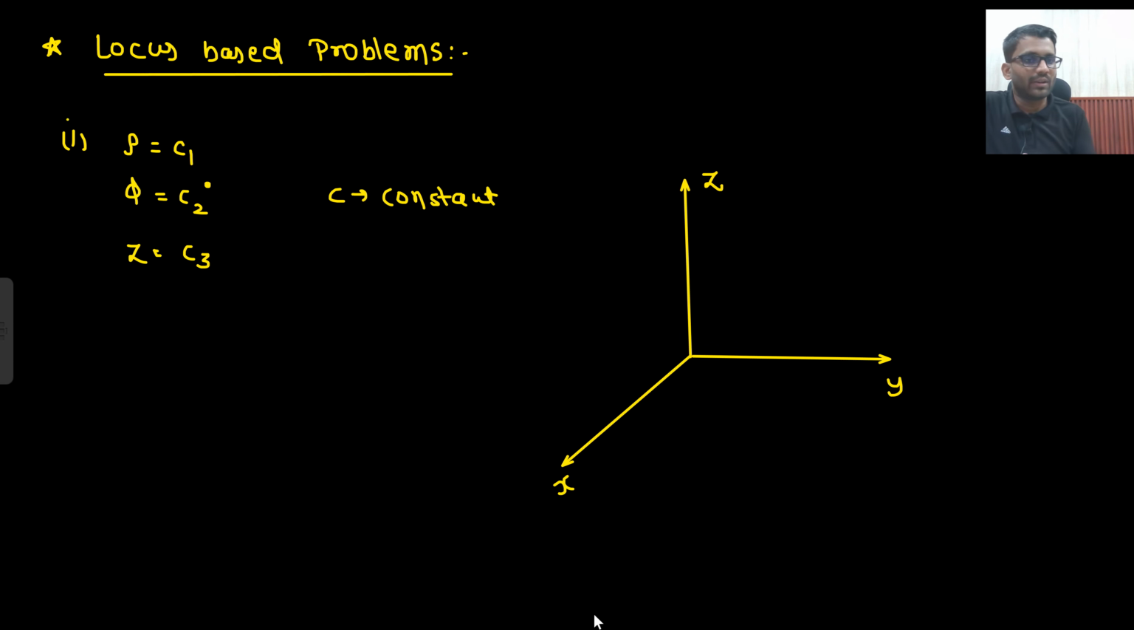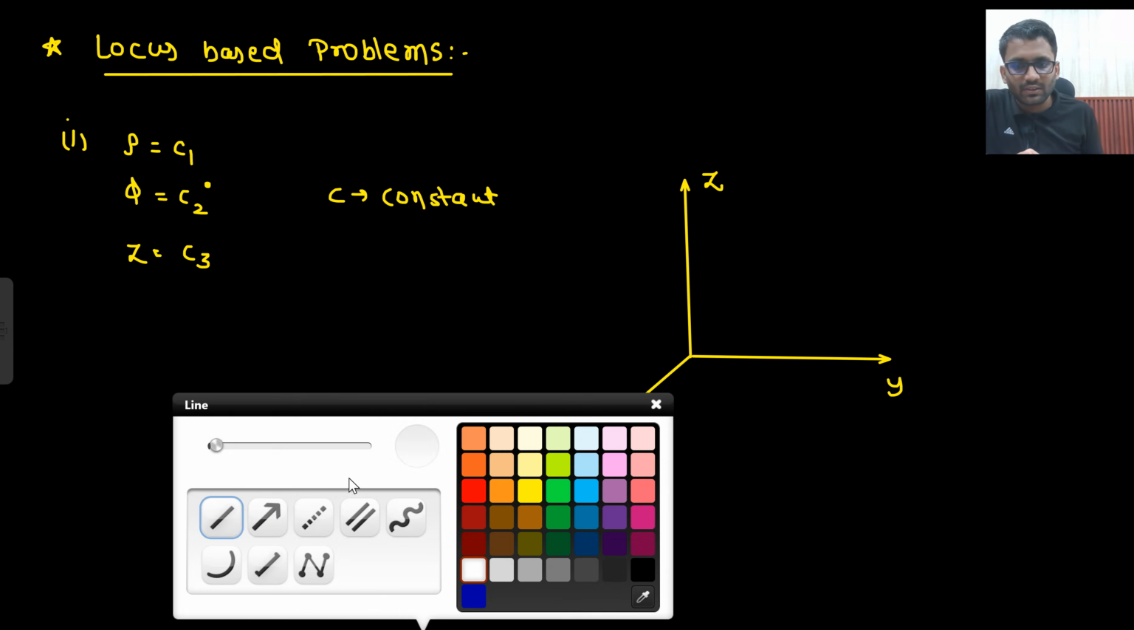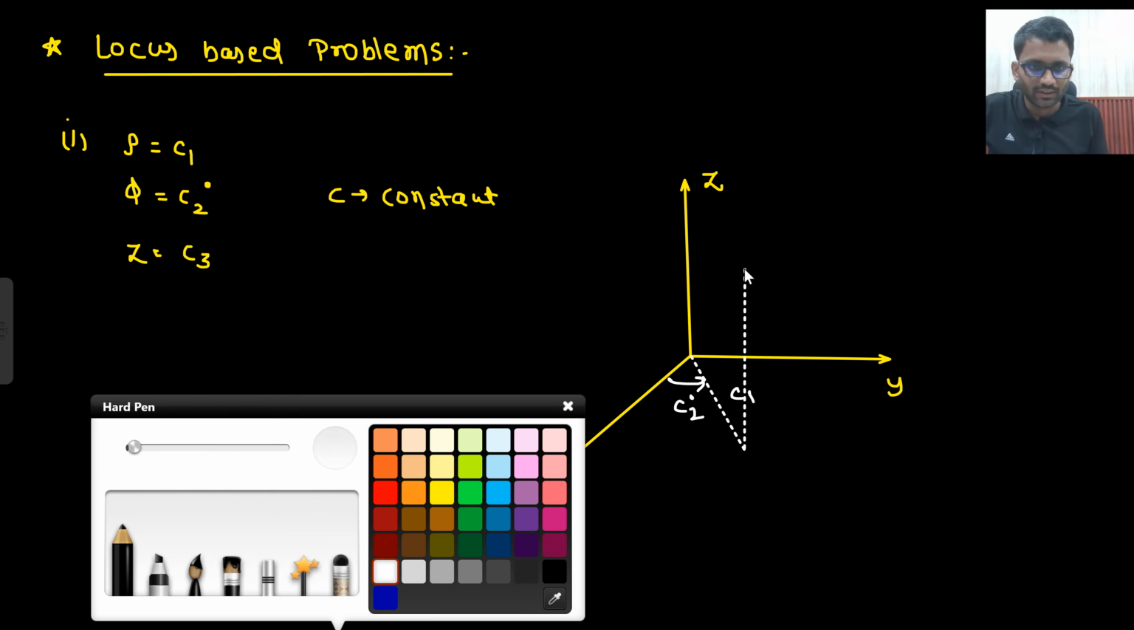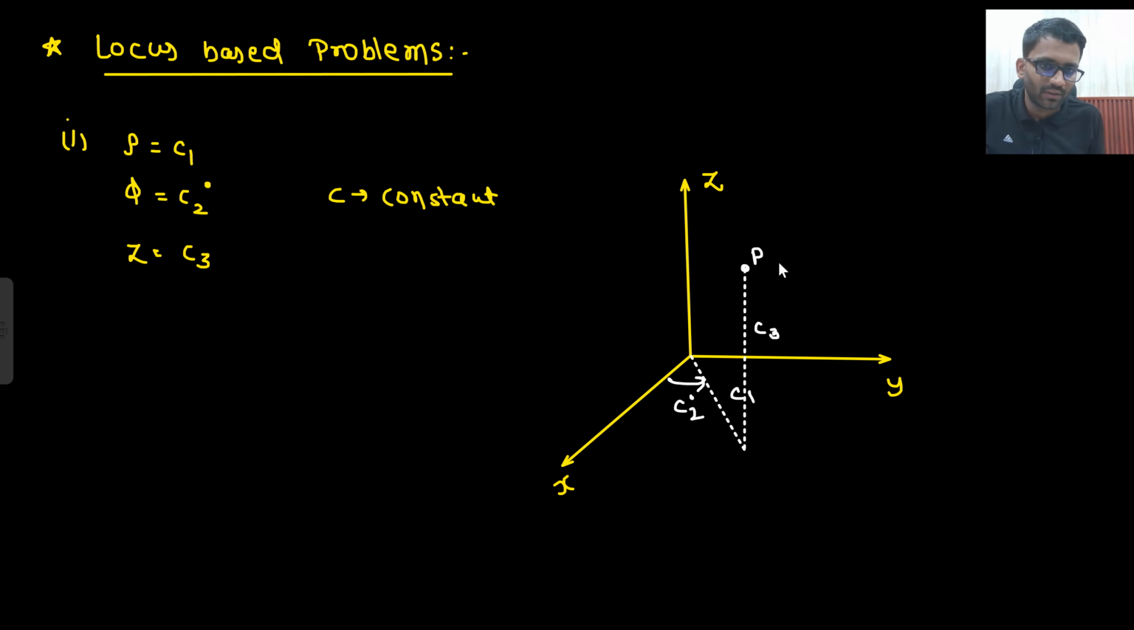Now let's see a locus problem, and there we will write down the length as well, in which direction the length is going. Also we will write down the surface area as well. So let's see. All 3 points are fixed. What they are saying, you need to work in rho direction for C1 length, making an angle of C2 degree, and then in the z direction you need to go for C3. So here you will reach a point. So the locus is a point itself.